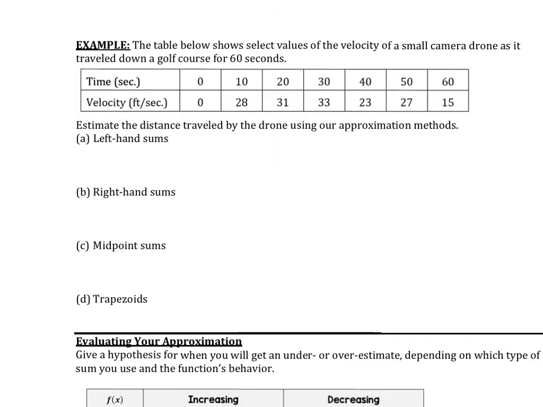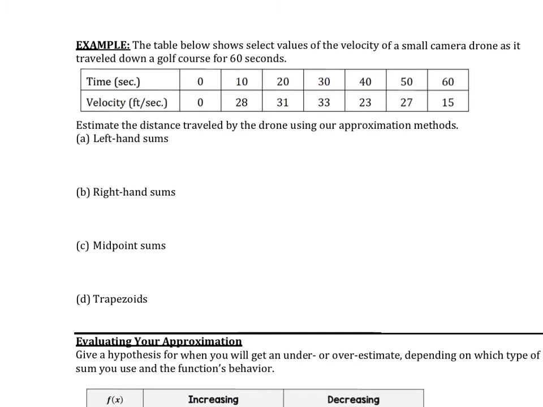Okay, here's a perfect example why we would need to use Riemann sums. The table below shows select values, meaning not all of them, of the velocity of a small camera drone as it traveled down a golf course for 60 seconds. I don't have a way to write a definite integral here, so we're going to have to use something other than those integration techniques that we've known so far. That's where our approximation comes in.